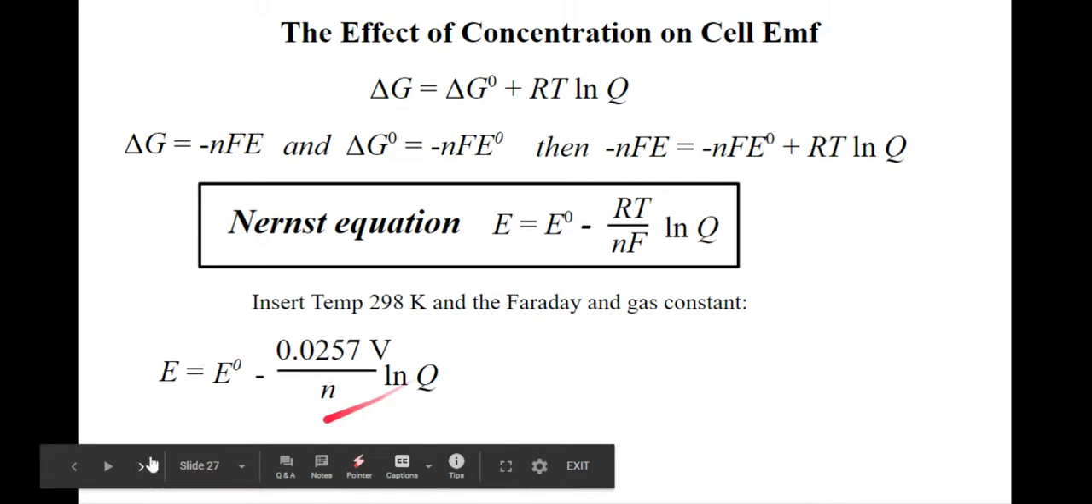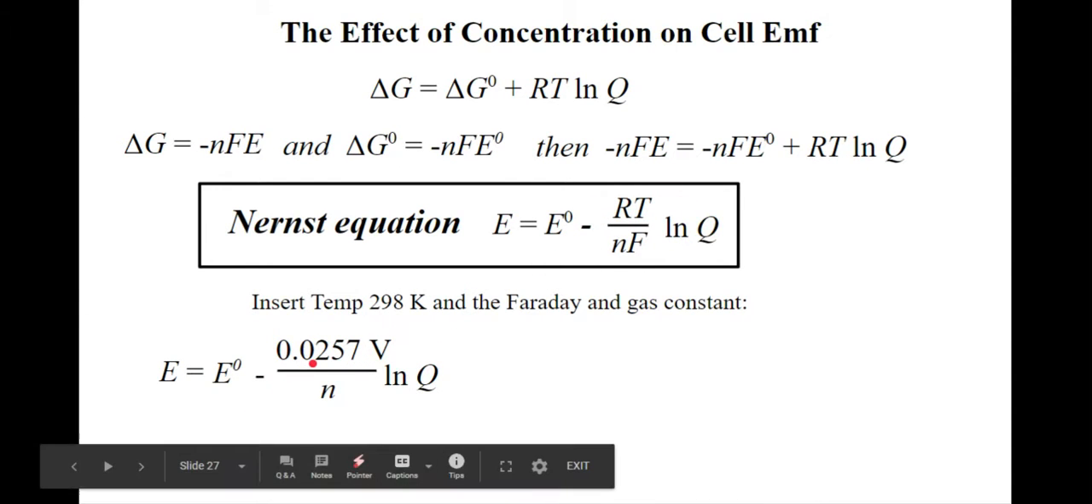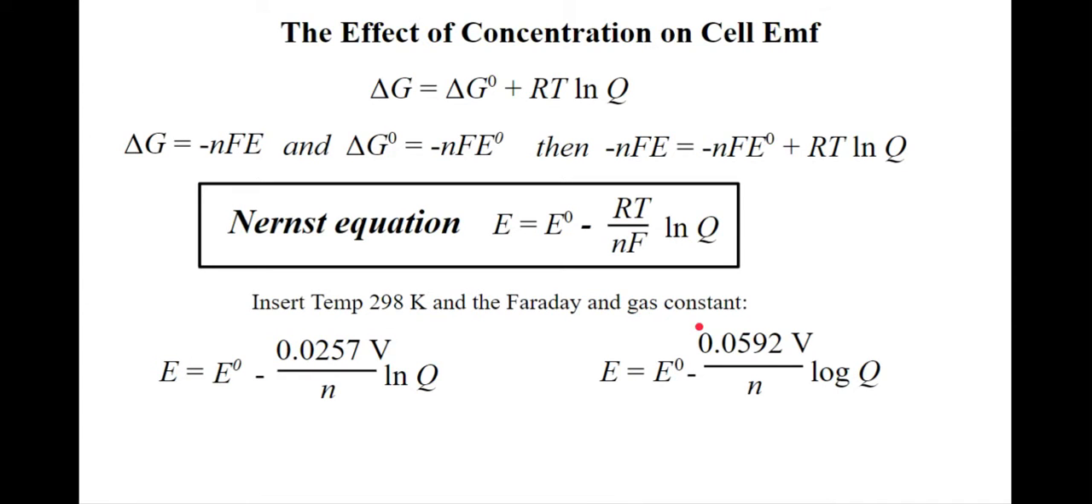So this is usually the form that I would give you and the form that you'll see me using. This is for, the more general version up here is for different temperatures and stuff, but 0.0257 volts divided by moles of electrons times natural log Q, subtract that from standard potential, and you have your answer. Now, if you like your old school base 10 log, there you go. I won't be using that.